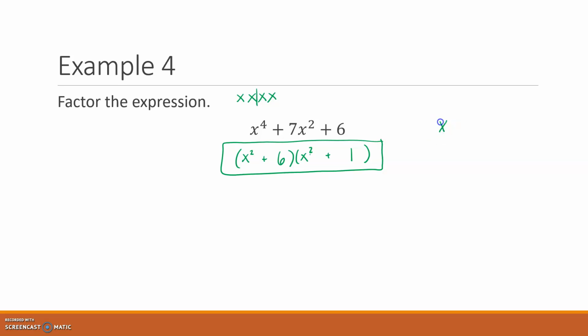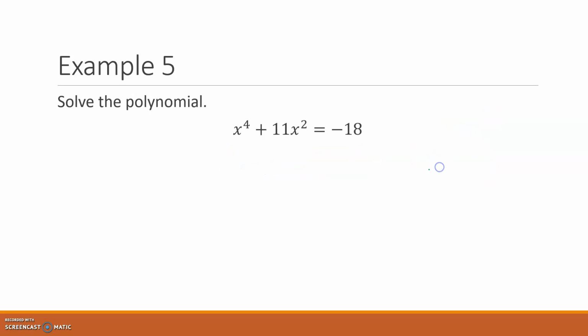If this was an x squared minus 1, that would be one of our special cases where we could go like this and do x minus 1 and x plus 1. But because of this plus sign right here, we cannot do that. So this is our final factored answer, but just make sure you're looking out for that x squared minus a perfect square. It doesn't work in this case.